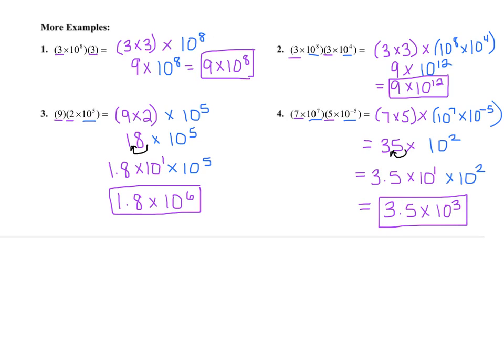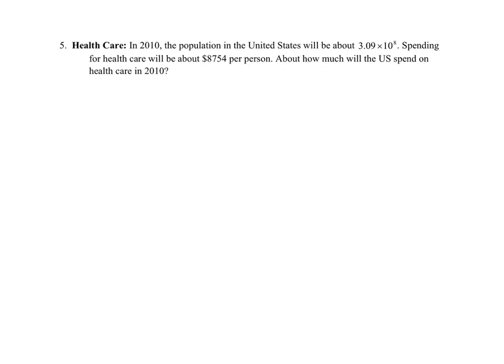Let's do one more example together using a word problem and multiplying scientific notation. So let's read number 5. It says, healthcare: in 2010, the population in the United States will be about 3.09 times 10 to the 8th power. Spending for healthcare will be about $8,754 a person. But how much will the U.S. spend on healthcare in 2010?